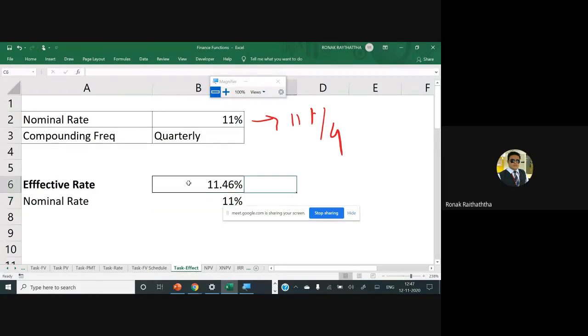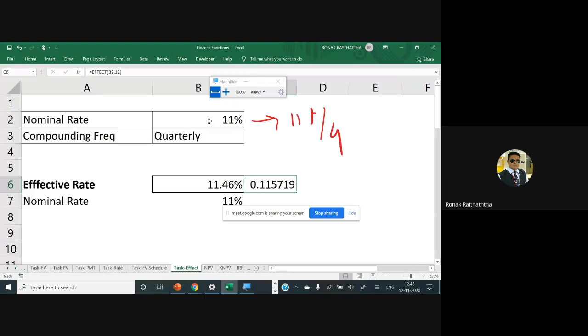You may do it next to it: equal to EFFECT, opening the bracket, selecting 11%, comma. Now we have 12 months in 1 year, right? So I am writing 12 over there, closing the bracket. Then the effective rate, when the compounding frequency is monthly in nature, comes to 11.57%.